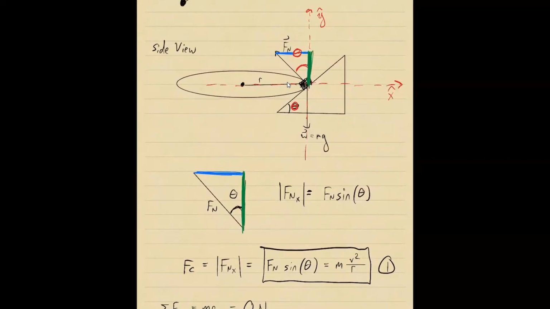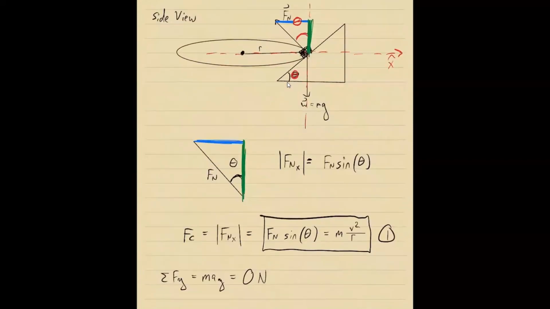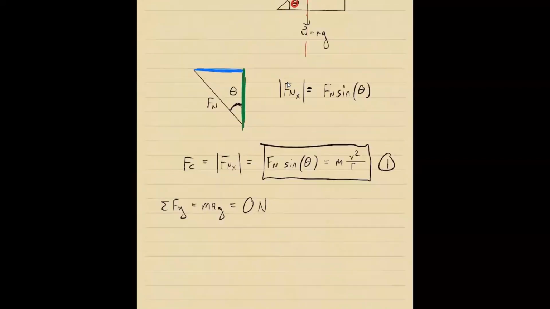Well, there's only 2 forces that have components in the y direction, which is convenient because our problem only has 2 forces. So it's the y component of our normal force, and it's also the weight. The y component of our normal force points up. So this is going to be Fn times, in this case, cosine of theta.